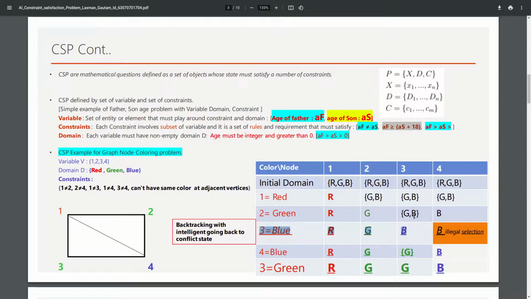Then, because the fourth node has only 1 possible color and the third node has 2 possible, we first select blue for the fourth node. At this moment, the possible color for the third node is green, and the remaining is the same as it is. Then we are able to solve this problem by using CSP and backtracking. The same I have represented in these pictures.